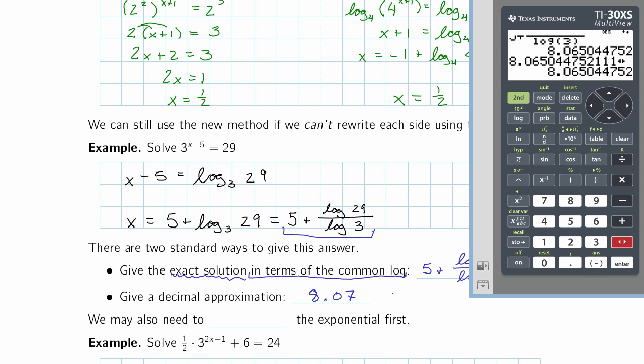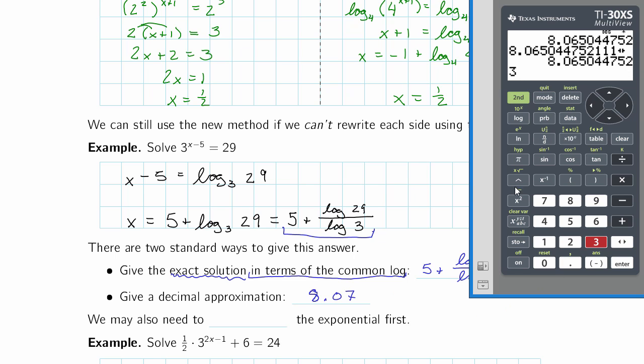8.07. So 8.07 is the solution to 2 decimal places. And we can even check that solution by taking 3 to the power 8.07 minus 5 and confirming that we really do get something very close to 29.